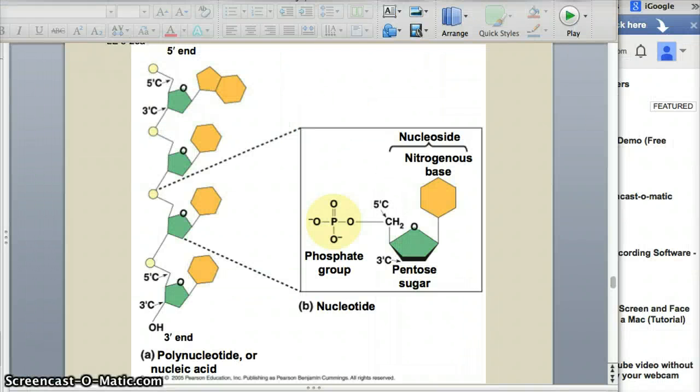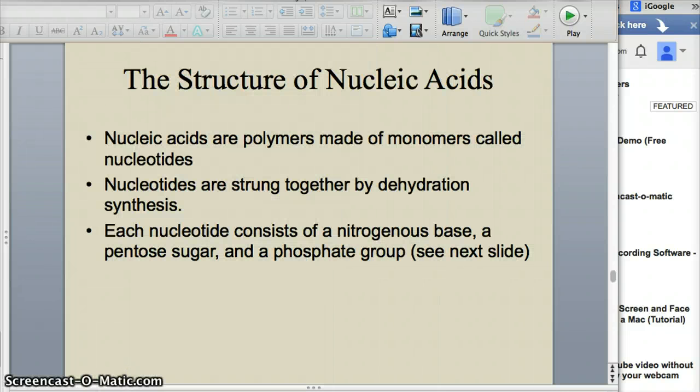Okay, so if you got the question of the day correct, you would have said there were three components: a phosphate group, a pentose sugar, and a nitrogenous base. Now, the importance of nucleotides is that they are the building blocks of nucleic acids.